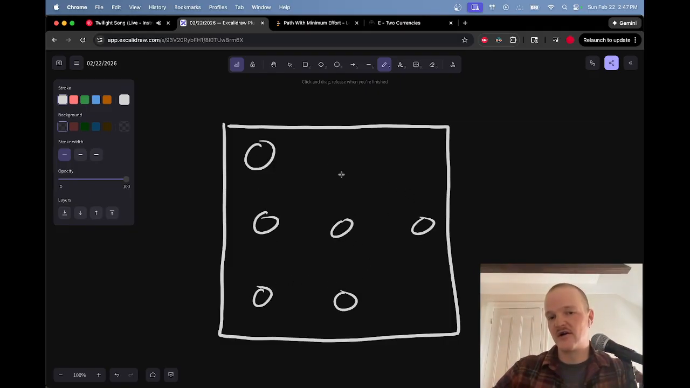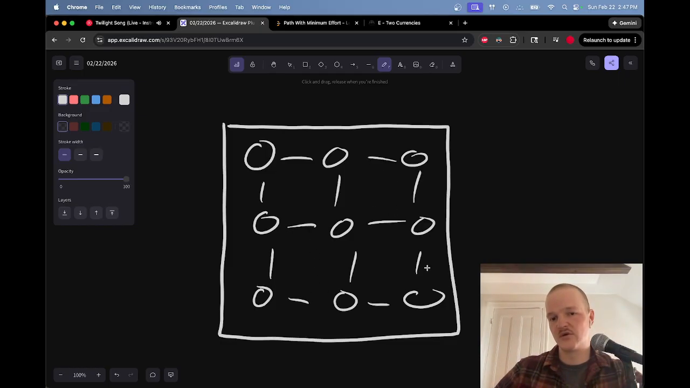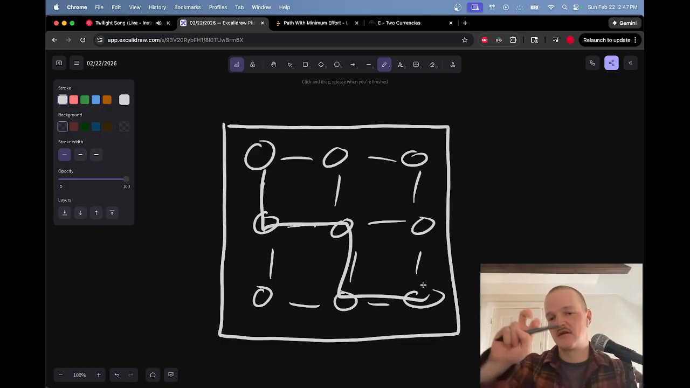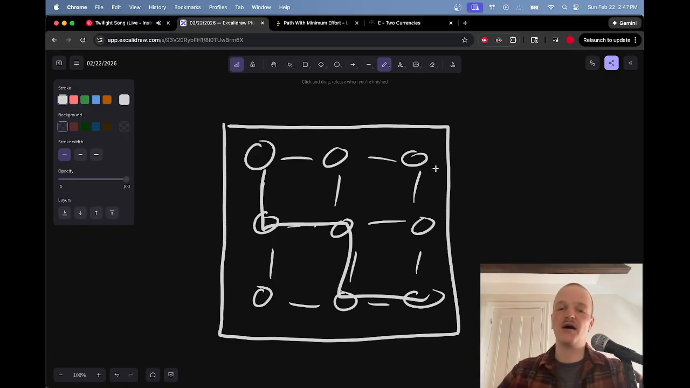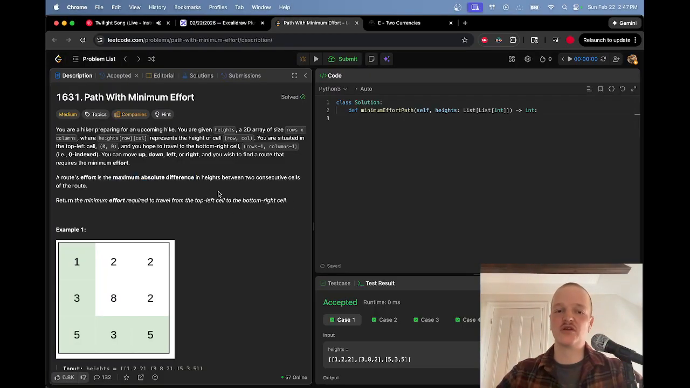So let's get our vertices. We have edges between all of them. It's a very random way to put the edges in, but works out. And we want to know the shortest path, quote unquote, with this special definition of short.